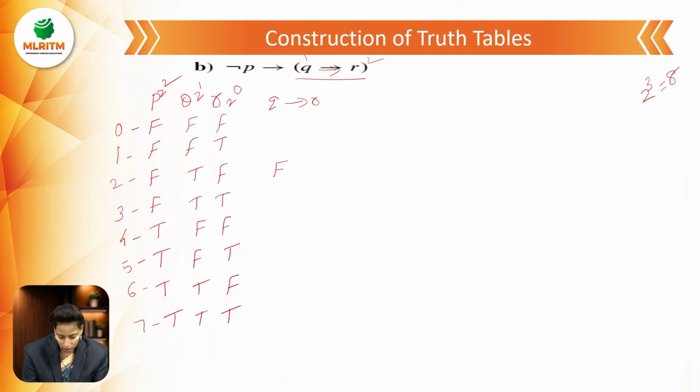If the first variable is true and the second variable is false, then only the result is false. Here, for the remaining, observe, is there anything? No. So in all remaining cases, it becomes true only. Next, apply negation P. Negation says if P is true, then negation P is false. Like that we construct. So if P is false, then negation P is true.